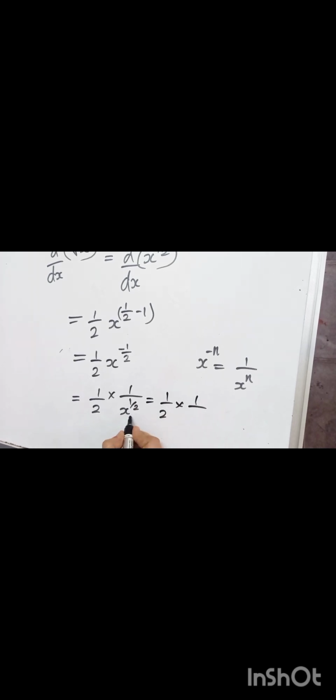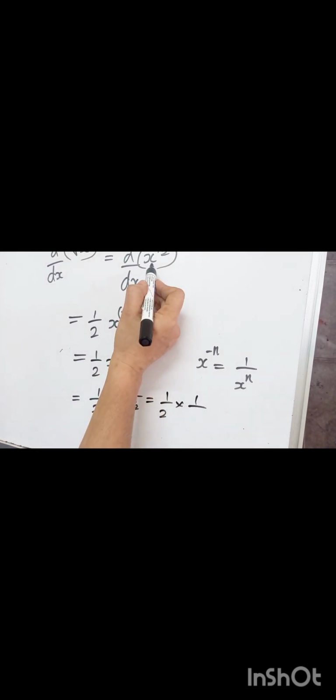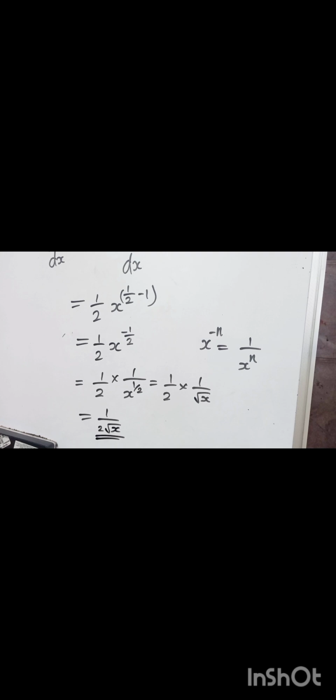And here, in 1 by x to the power 1 by 2, what is x to the power 1 by 2? Already we know it is square root of x. So, 1 by 2 multiplied by square root of x, or directly we can write 2 multiplied by square root of x. It is 2 square root of x. So, the answer is 1 by 2 square root of x.